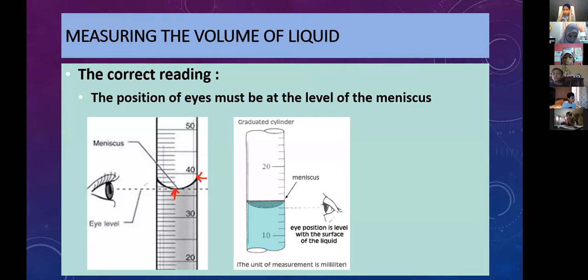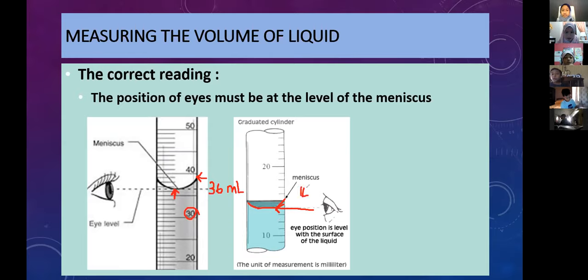So as you can see here, what is the reading of measuring cylinder? This one is 30, 35, 36. So here is 36 mm. Okay, another example, you can see curve here. Okay, you have to take the reading at the meniscus level, dekat bawah ni. So, the answer here is 10, 11, 12, 13, 14.